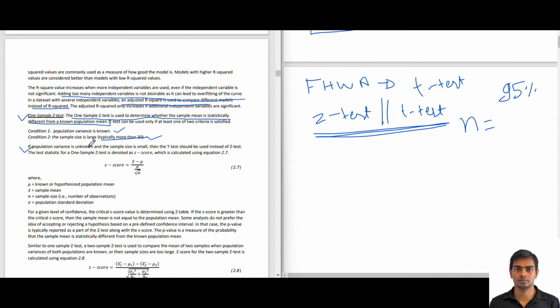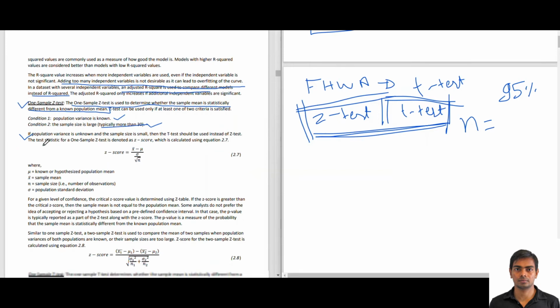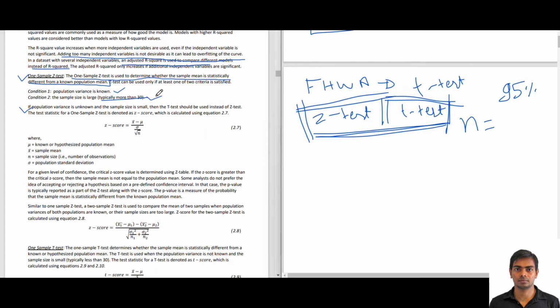So if population variance is unknown and the sample size is small, then the t-test should be used instead of z-test. So that's where, especially for young engineers, it's very confusing whether we should be using z-test or t-test in the simulation modeling. That's the difference. So if we don't know the population variance, which we typically don't, and the sample size is less than 30, then we will be using t-test. If the sample size is greater than 30, then we will be using z-test. 30 is a kind of accepted number in traffic operations to consider a sample size being large. Usually the number of runs or data points for the simulation is around 10 to 15.